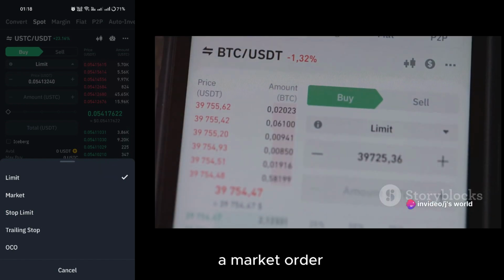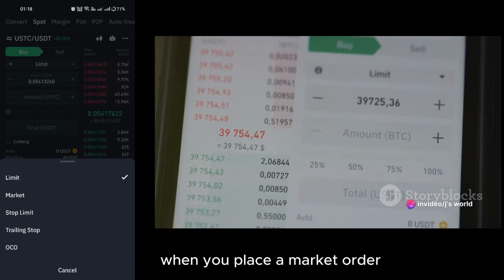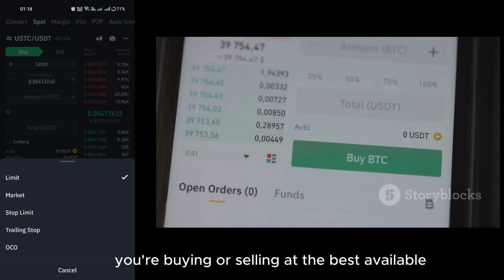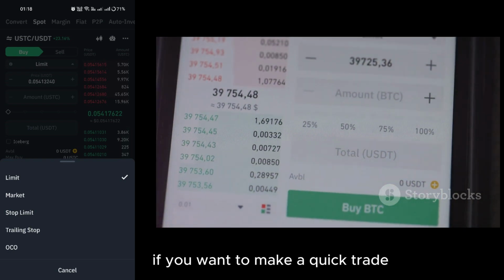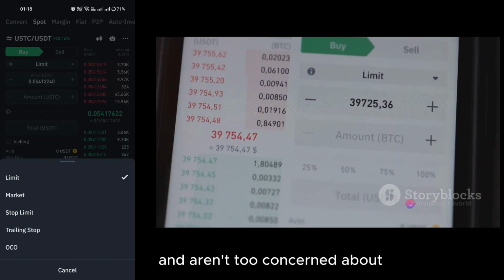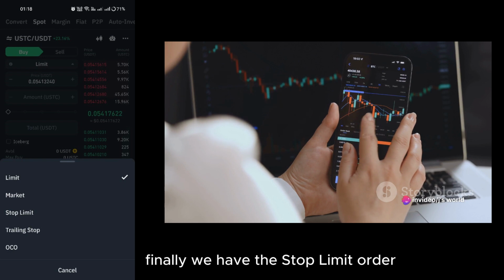On the other hand, a market order is a fast-track ticket to buying or selling. When you place a market order, you're buying or selling at the best available current market price. This is ideal if you want to make a quick trade and aren't too concerned about getting the absolute best price. Finally, we have the stop limit order.